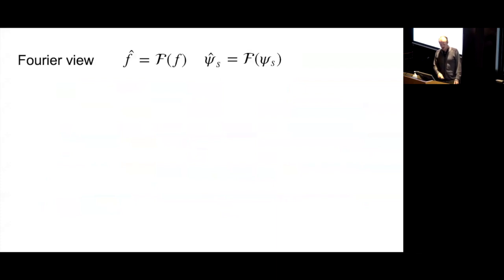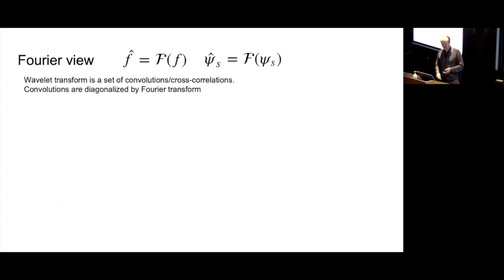Because we're doing convolutions, the Fourier view is an appropriate view here, and we're going to spend quite some time in Fourier space from now on. The reason for this is that the wavelet transforms are convolutions, cross correlations, so they get diagonalized by the Fourier transform. And we write that like this: the Fourier transform of that cross correlation is just f hat times psi hat bar, because the cross correlation is not a convolution.